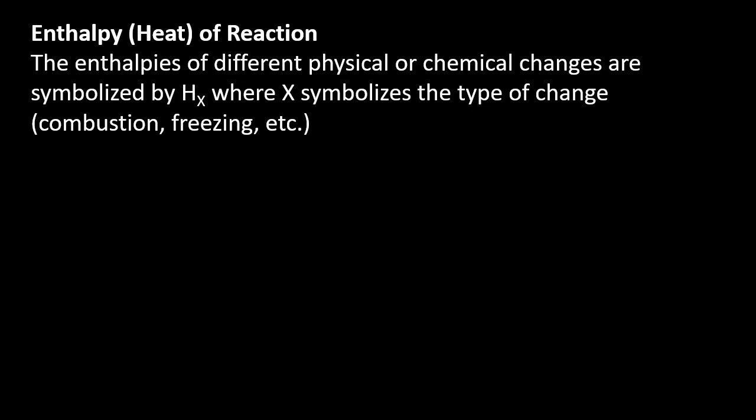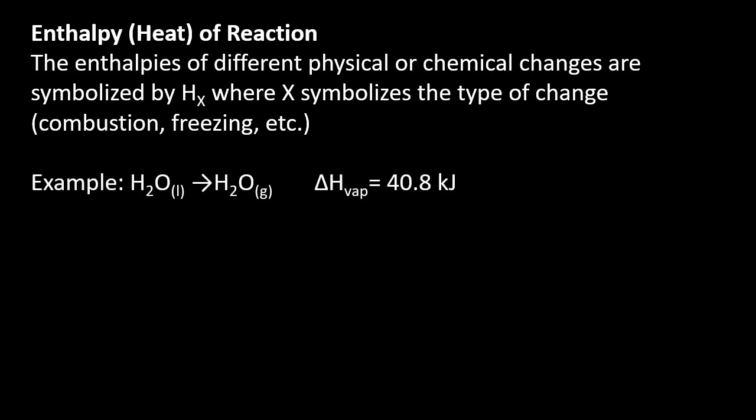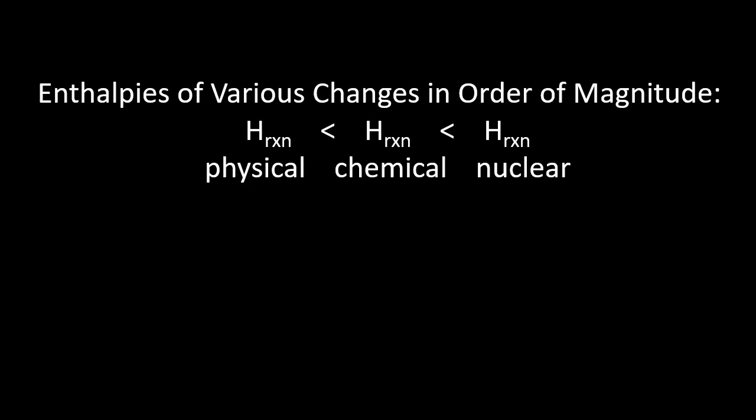So we've familiarized ourselves already with the notations. We use the subscripts to symbolize the type of change: combustion, freezing, reaction, formation, all those kinds of things. So in this example, we have water going from the liquid state to the gaseous state. Right? So that's the process of vaporization. And so the enthalpy change of vaporization, delta H VAP, is equal to 40.8 kilojoules.